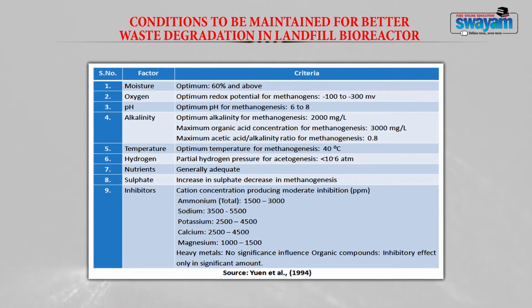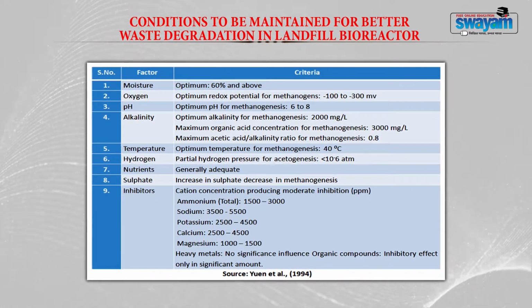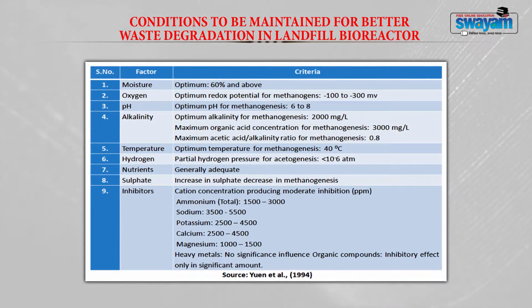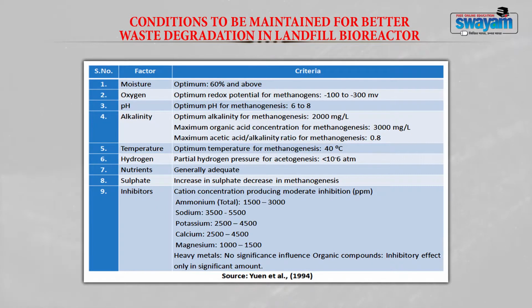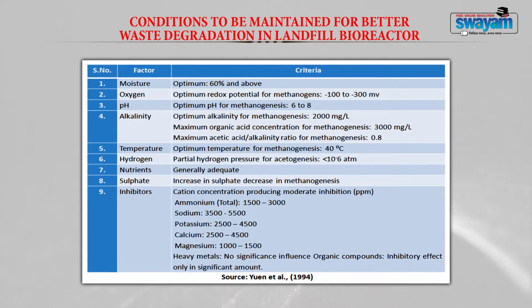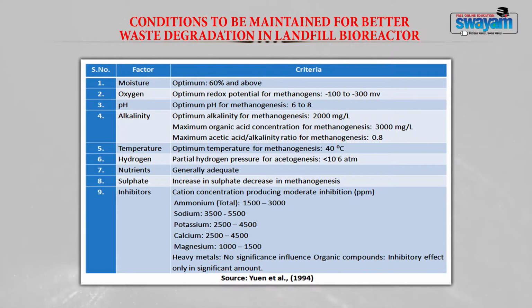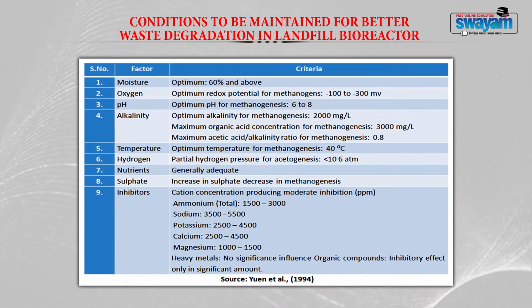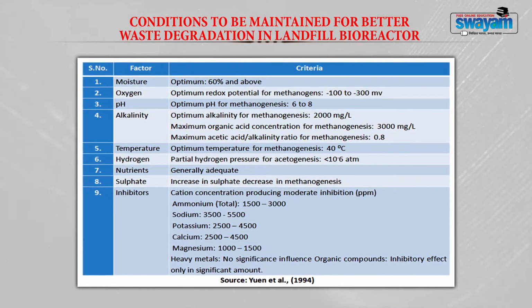Now, this table summarizes the optimum conditions required for better waste degradation within a landfill bioreactor. As I told you earlier, moisture is one important parameter which has to be maintained to have better degradation of waste within a landfill bioreactor. 60% moisture is essential. Oxygen is again important, especially the redox potential for methanogens, which will be in the range of -100 to -300 millivolt. pH should be in the range of 6 to 8. Alkalinity for methanogenesis is 2000 milligram per liter, and temperature should be around 40 degrees Celsius.